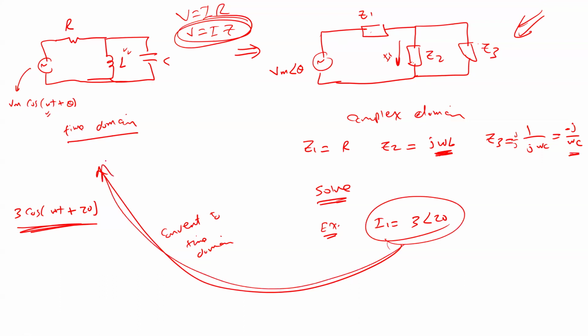You have to convert it back to the time domain. I'm teaching this for any current, any voltage, anything. How can you convert it? The magnitude you have here is the amplitude, the angle you have here is theta, and then you need to add omega t. Is that okay?